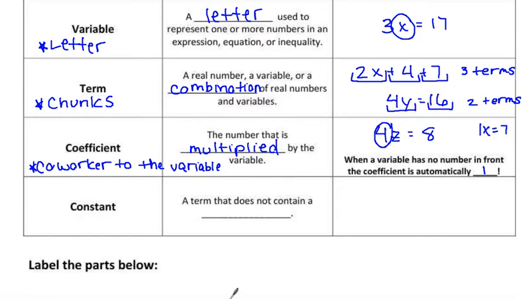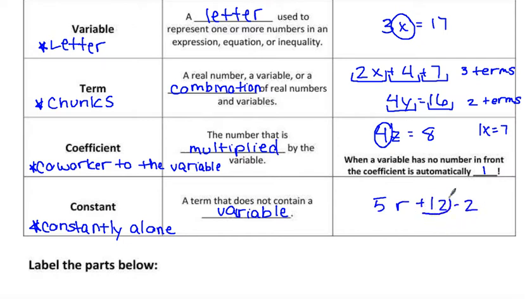A constant, I describe constants as sad numbers because they're constantly alone. Like sadness in Inside Out. They're constantly sad. They don't have any friends. So it's a term that does not contain a variable. So if I look at the example 5r plus 12 minus 2, this positive or plus 12 is a constant because it doesn't have a variable friend, and so is this negative 2 or the minus 2.